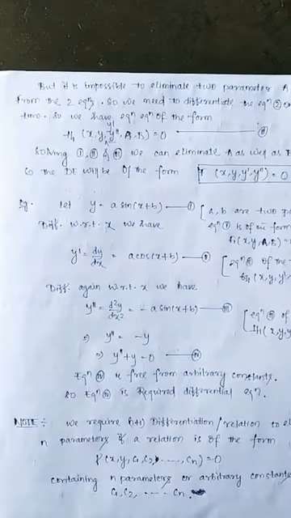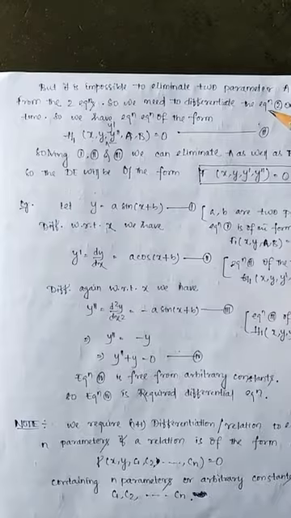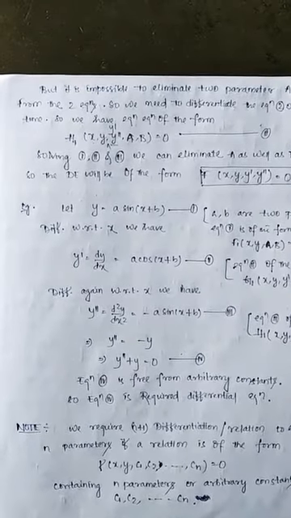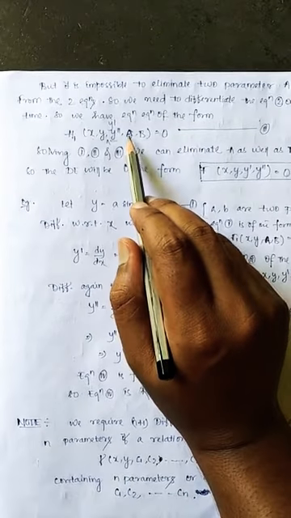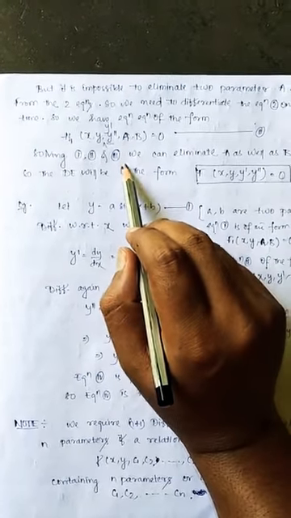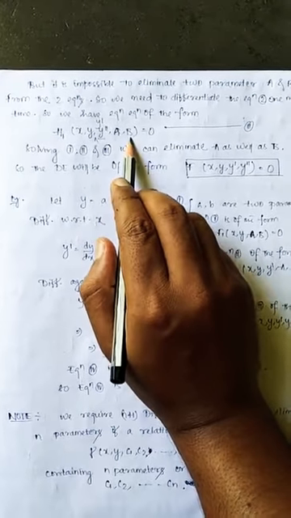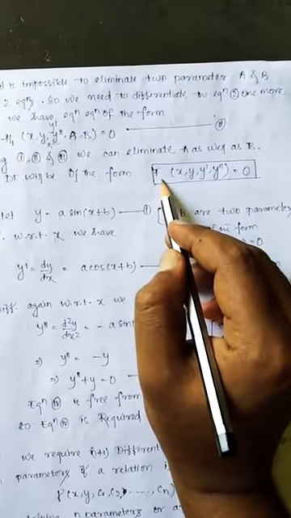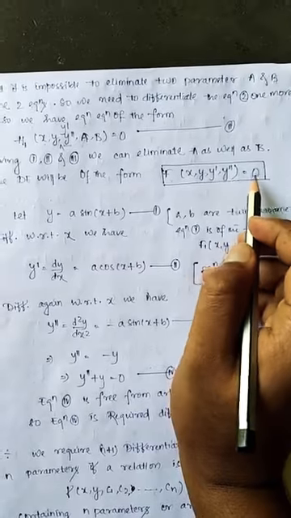After that, I have three equations. One in which we don't have the y dash term. In the second, we have an extra term y dash. In the third, we have y double dash. So from these three equations, we can eliminate the arbitrary constants a as well as b. And after that, we have a function in which no arbitrary constant is present.